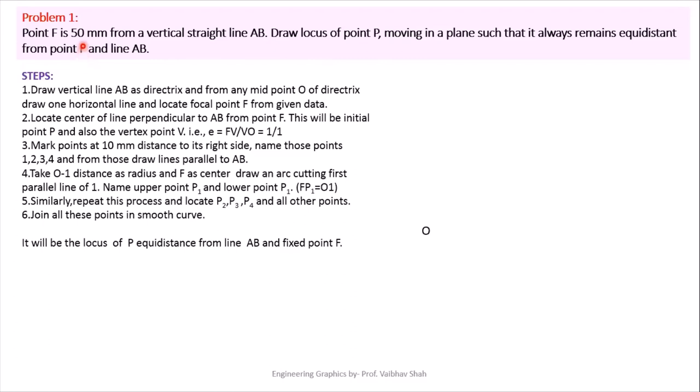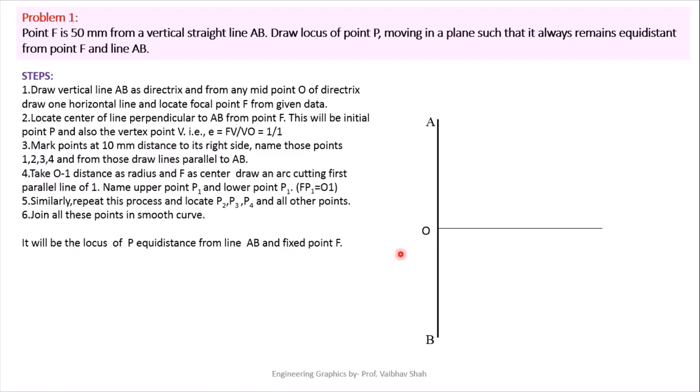And for drawing the parabola, we have a focal point and one vertical straight line, which is nothing but a directrix, AB in this case. So let us start with the vertical straight line first as a directrix. We have drawn this vertical straight line as a directrix and let us denote it by A and B. After that, we will find any random point O, or a center point O, you can say. And from this point O, you will draw one axis. So this is nothing but the axis of your parabola.